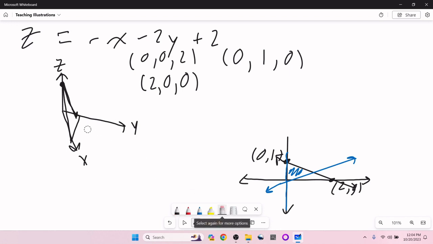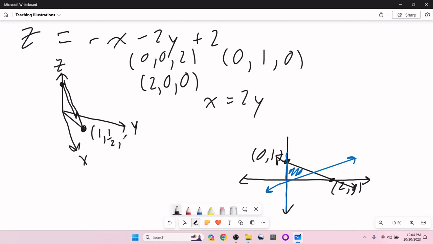There is also the x equals 2y to draw. So x equals 2y in the plane would look like this. And so these things would meet at this point 1, 1/2, 0, because that is a point that solves both of them. And you could do this by plugging in 2y for x. You would get z is 2.